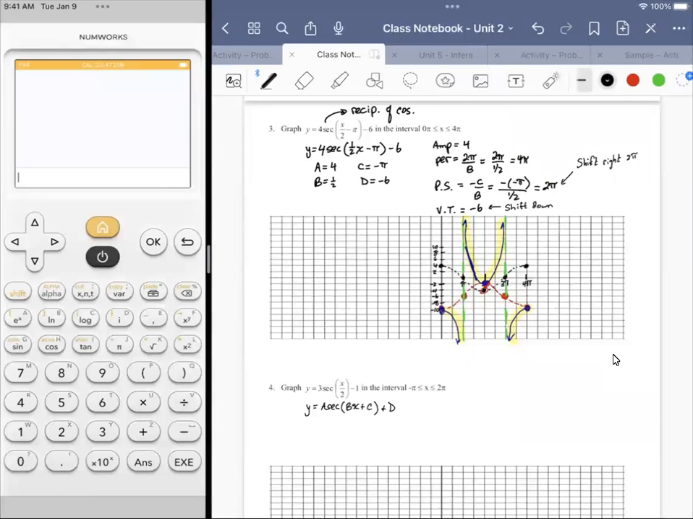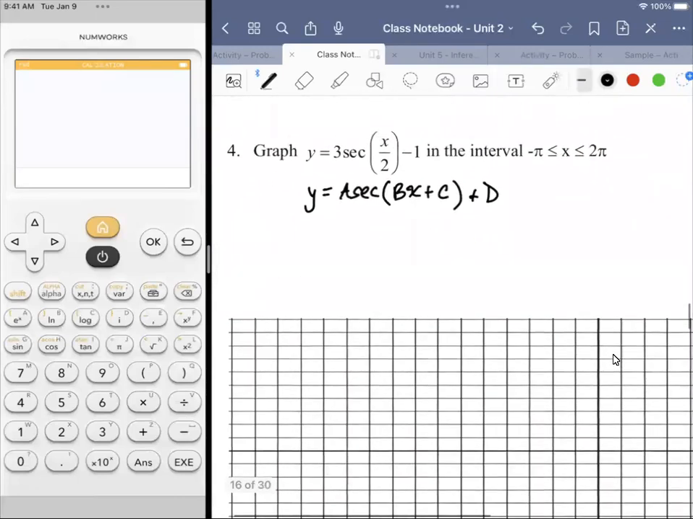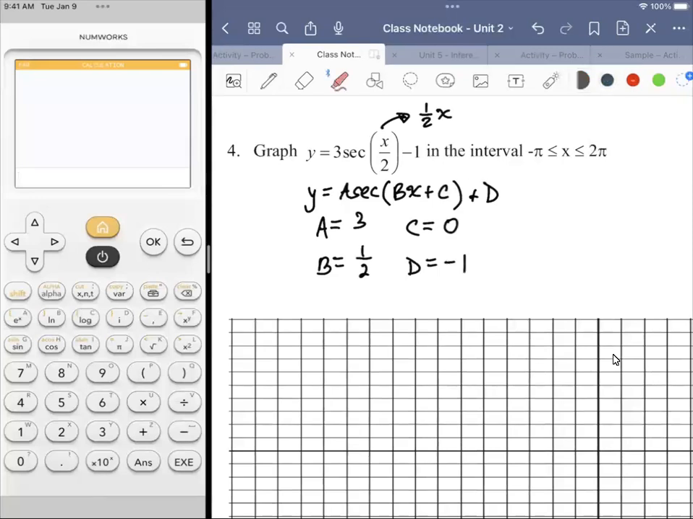What I mentioned last time is that what we should do, if you're doing it strictly by hand, is you treat it as if it's the cosine function. So you find your a, b, c, and d values. All right, so a is 3. The b value would be 1/2 because this is the same as saying 1/2 x. There's no other loose term in the parentheses aside from the x over 2, so c is going to be 0 and d is going to be the -1, corresponding with the loose term at the end.